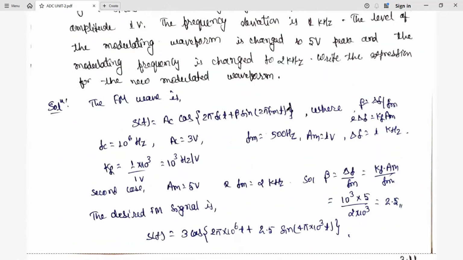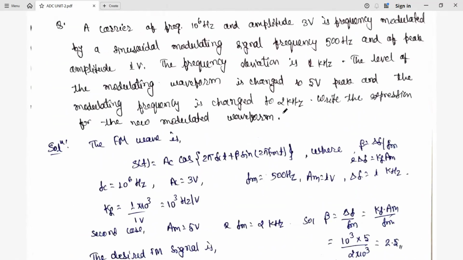Next question again we have, a similar question with a small change, that's all. A carrier of frequency 10 to the power 6 hertz, so this is fc. Amplitude is what? 3 volts, so this is the Ac. It is frequency modulated by a sinusoidal modulating signal of 500 hertz, so that is going to become fm, and a peak amplitude of 1 volt, so this is Am. The frequency deviation is 1 kilohertz, so that is delta f.